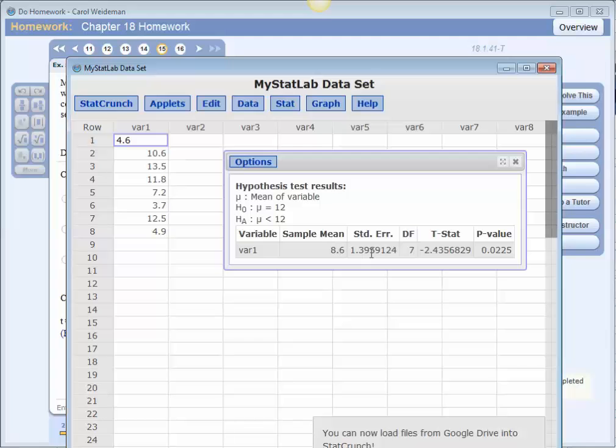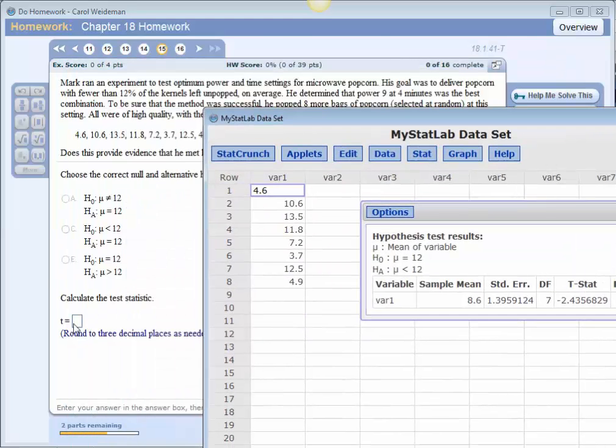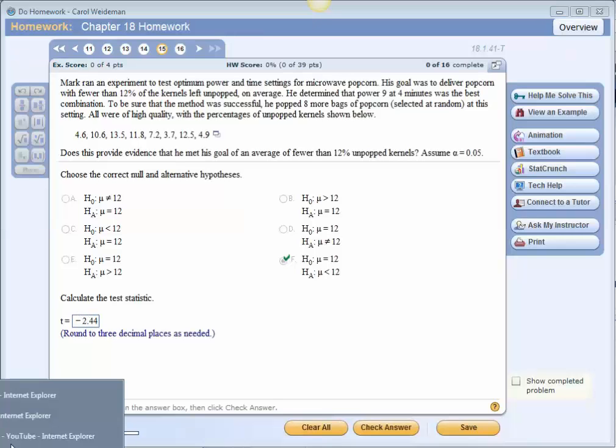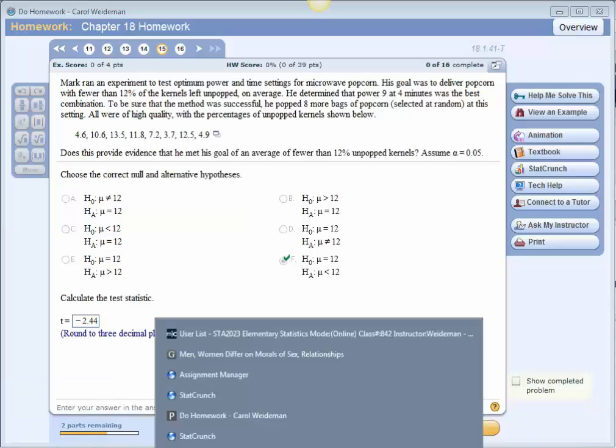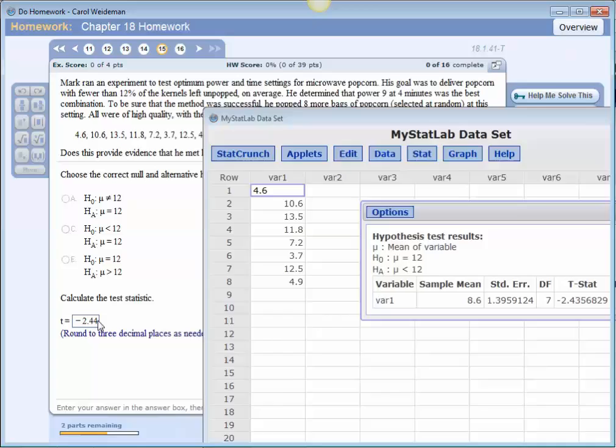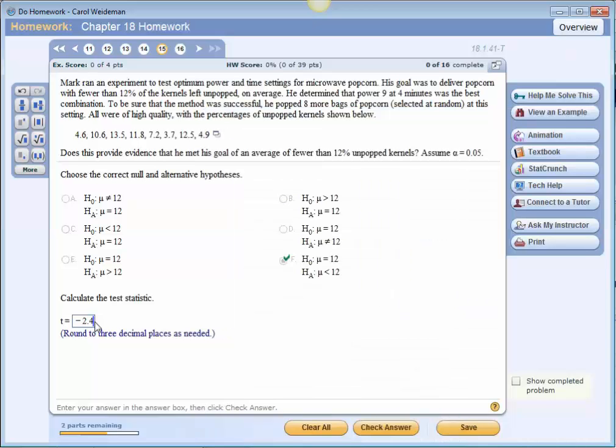Here's my sample mean, the standard error, degrees of freedom. So my test statistic is negative 2.44. And I can go ahead and add that in here. Negative 2.44. Yeah, rounded off, 2.44. Oh, 3 decimal places. Negative 2.436. Let's adjust that then. 36.